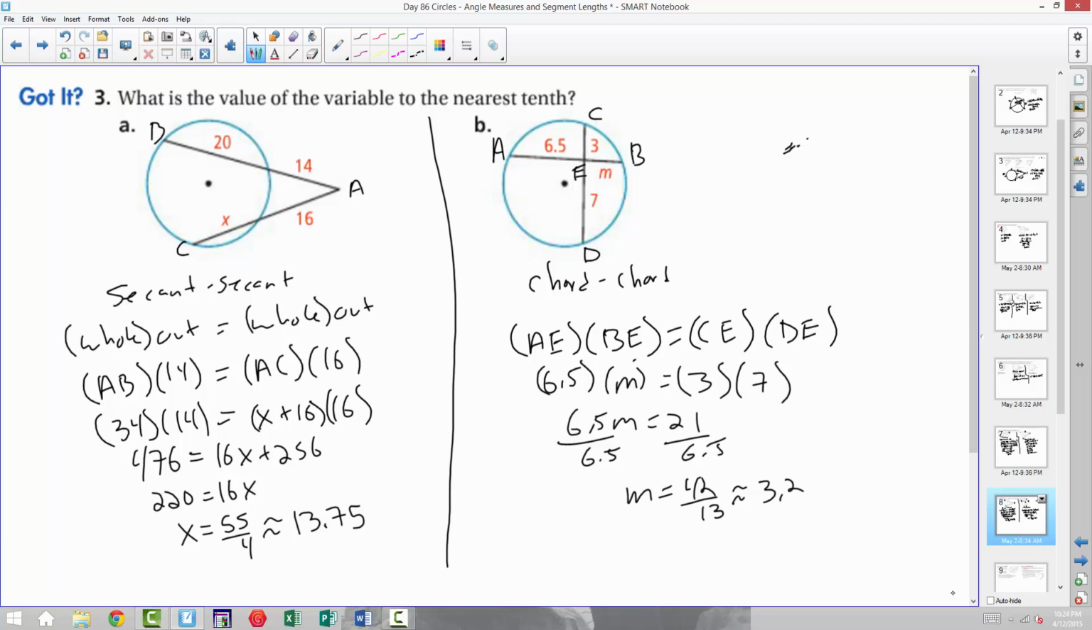So that concludes the video lesson with finding angles formed by two chords, angles on the outside formed by secants and tangents, and finding lengths of segments inside and outside of a circle. If you have any questions, raise your hand in class and practice the homework problems to master this skill set.